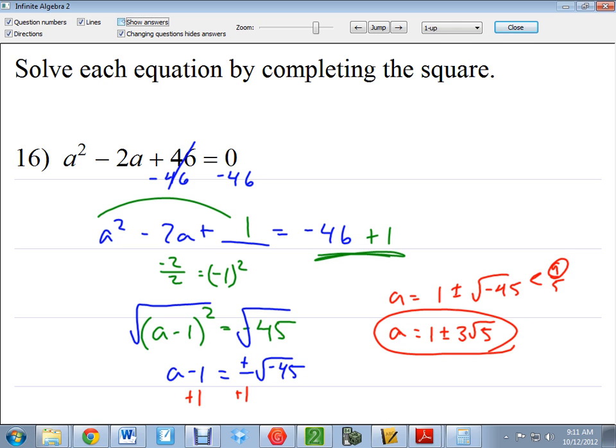Again, the biggest mistake that people make on these type of problems is right here. When you add 1 to the left side, you also have to add 1 to the right side. People forget this part all the time. They'll add the 1 on the left side, but won't do it on the right side, and they'll end up with the wrong answer because of that. Oh, and don't forget about the i.